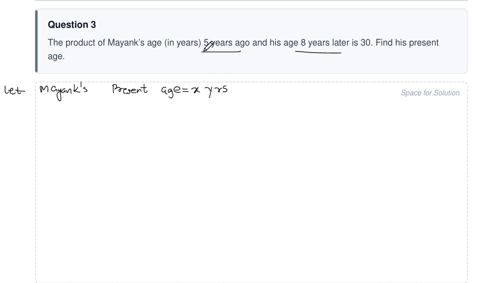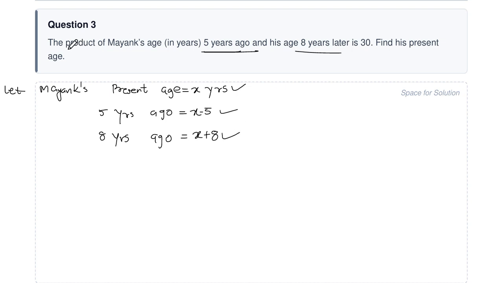So we have to write down what is the age 5 years ago. 5 years ago, what was the age? X minus 5. And 8 years later, what is the age? X plus 8. Later means we have to add. So present age is x, 5 years ago x minus 5, 8 years later x plus 8.